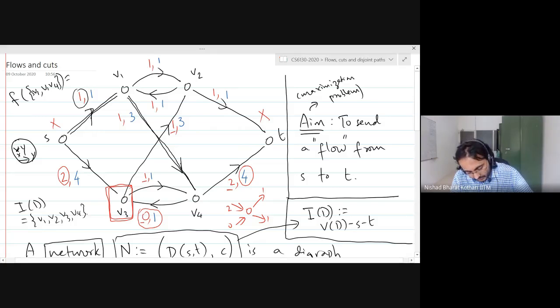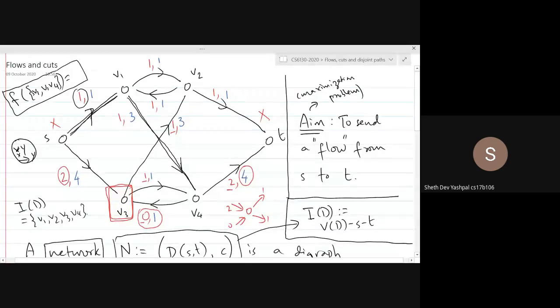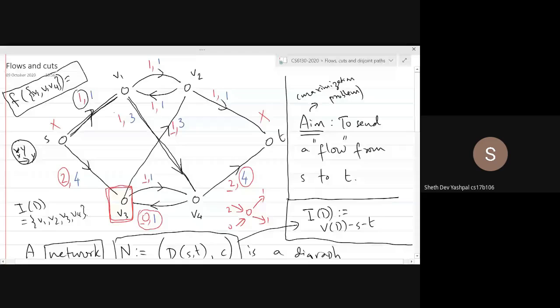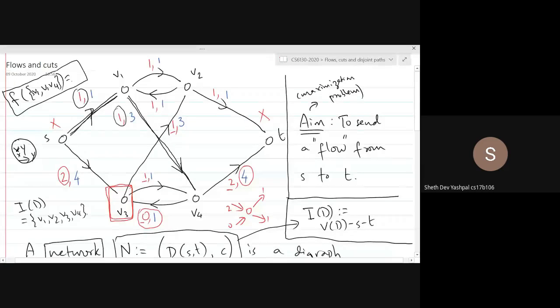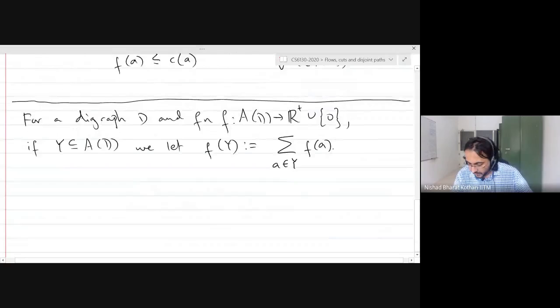I've picked up two arcs. The first arc is SV1 and the second arc is V1, V4. So what is f of SV1, V1, V4? 1? Or is it 1 plus 1, 2? 2. Okay, good. So this is just to simplify some stuff.